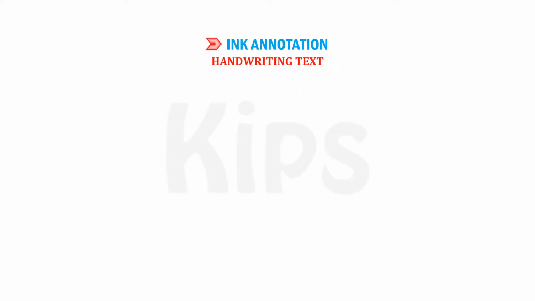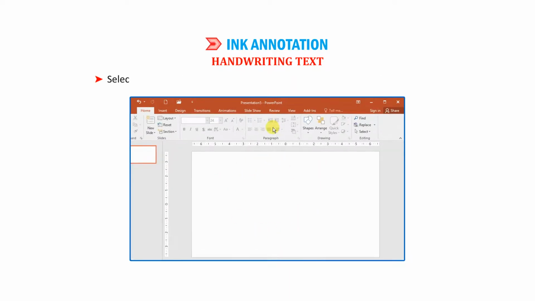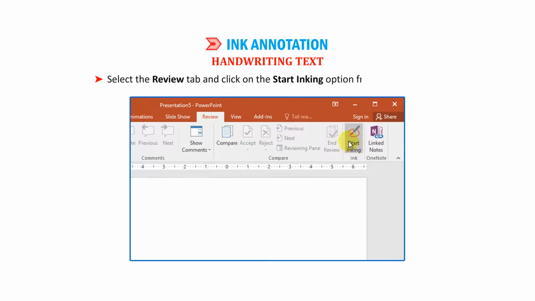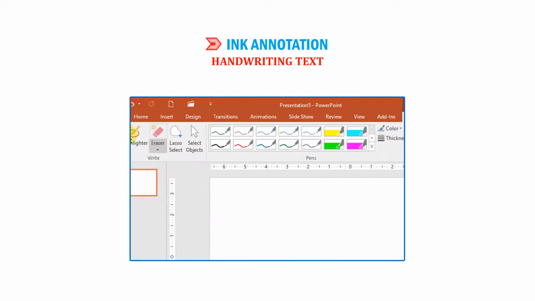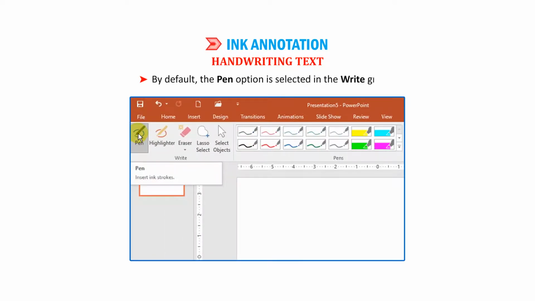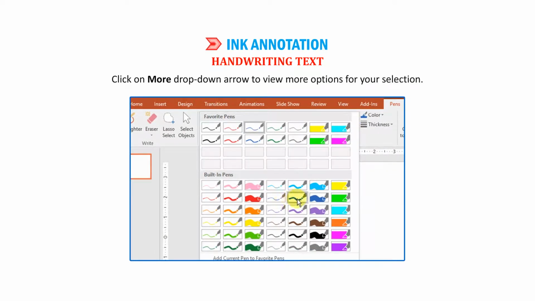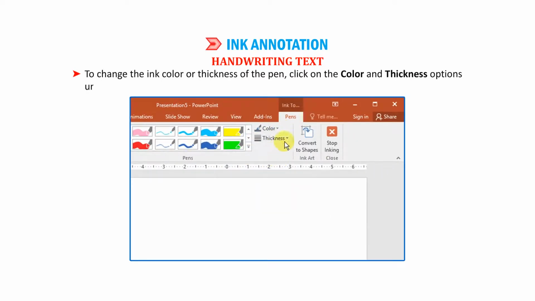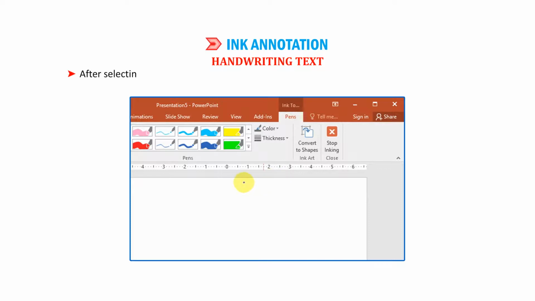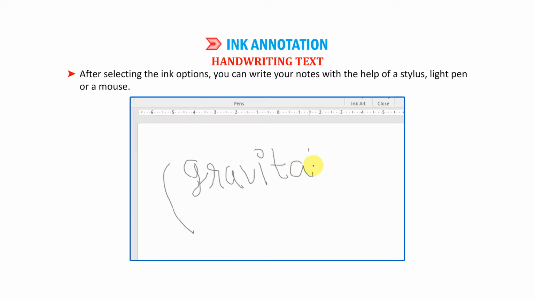Let us learn how to handwrite the text. To write notes in your own handwriting, follow the given steps. Select the Review tab and click on the Start Inking option from the Ink group. This will display the Pens tab with various ink tools. By default, the Pen option is selected in the right group. Choose a colored pen from the Pens group. Click on the More drop-down arrow to view more options for your selection. To change the ink color or thickness of the pen, click on the Color and Thickness options under the Pens group. After selecting the ink options, you can write your notes with the help of a stylus, light pen, or a mouse.